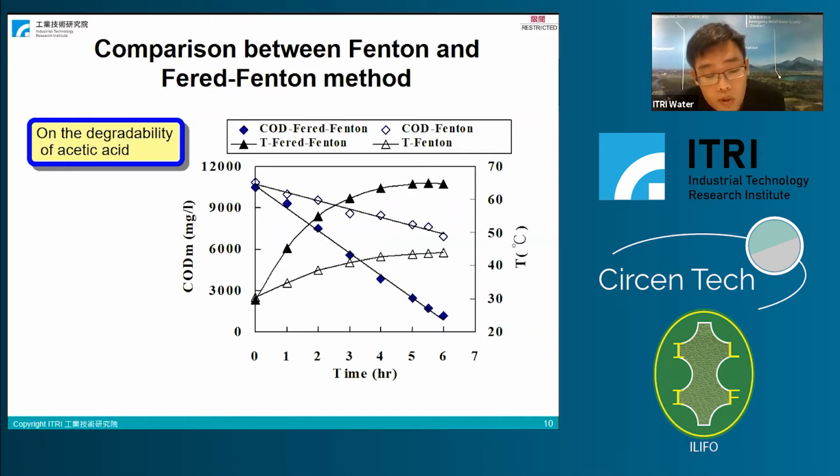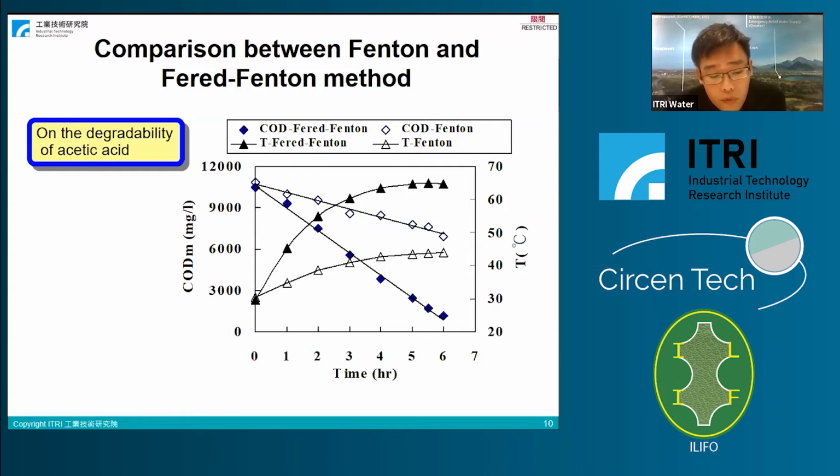In this test, COD source was acetic acid, and its initial concentration was 10,000 milligram per liter. At 6-hour reaction time, the COD of Fenton process only decreased to 6,000 milligram per liter, but the COD of Fared-Fenton process came down to 1,000 milligram per liter. Overall speaking, removal efficiency of Fared-Fenton is higher than traditional Fenton method.